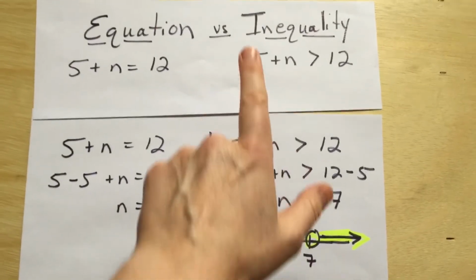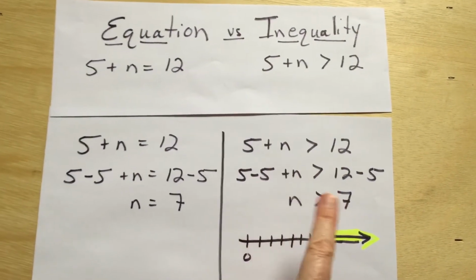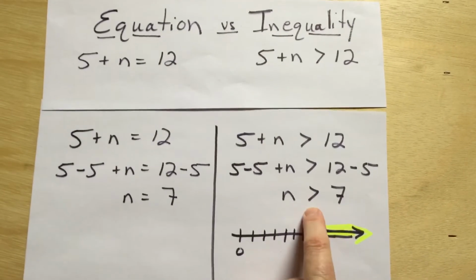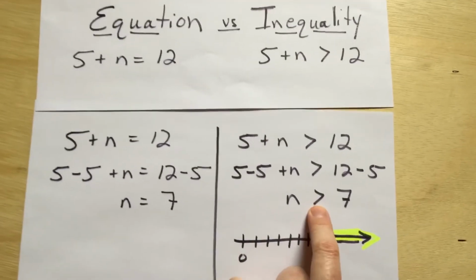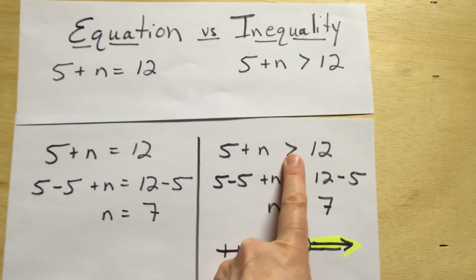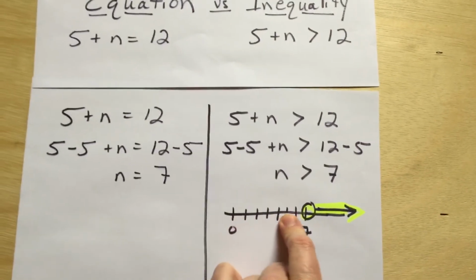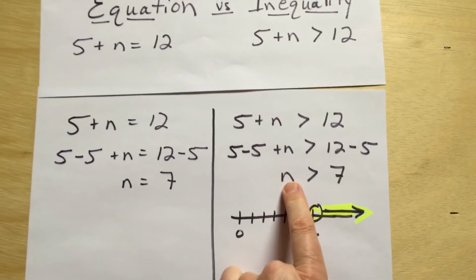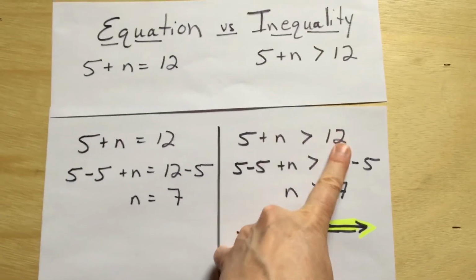Okay, so let's take a look at the inequality. An inequality is solved the same way. We isolate the n, and we end up with 7. But now, how do we read this thing? Our answer is n is greater than 7. To solve this inequality, 5 plus n is greater than 12. We're going to be drawing number lines to visualize these answers. So this would mean any number greater than 7 would work in this problem.